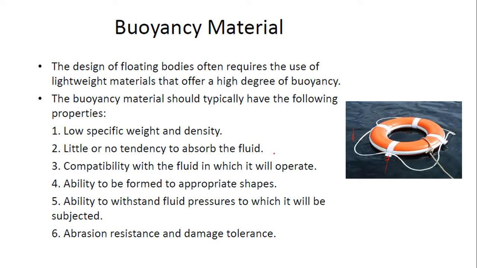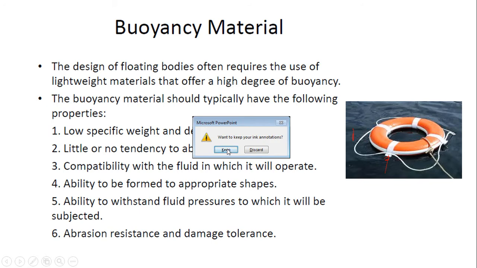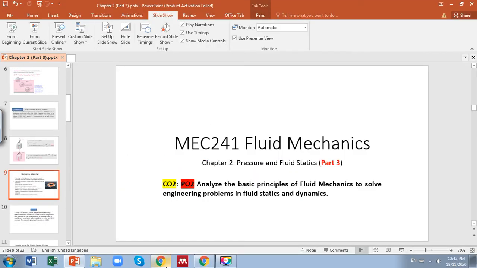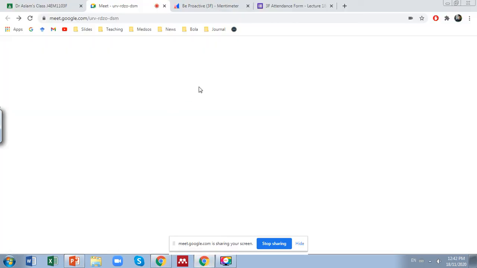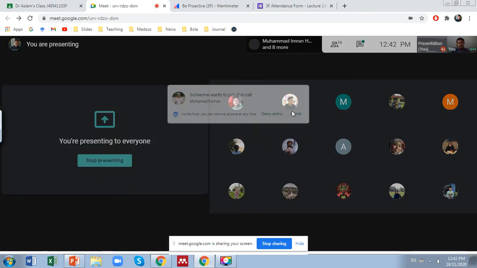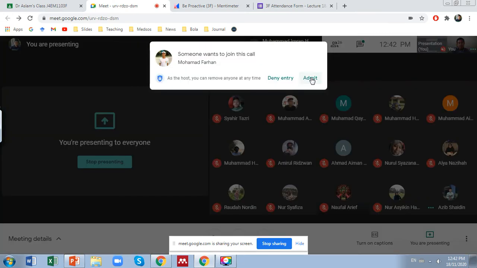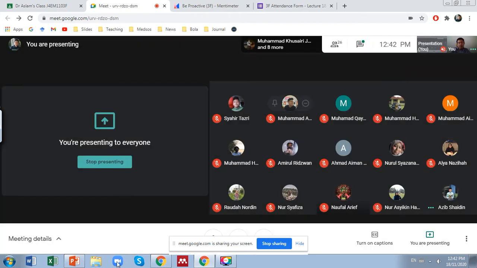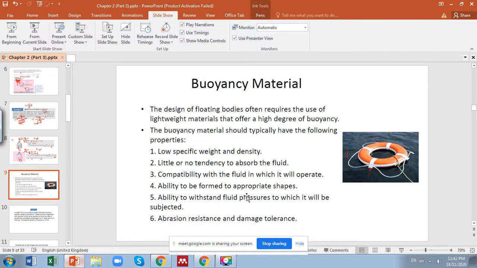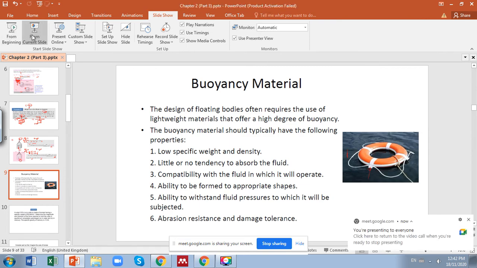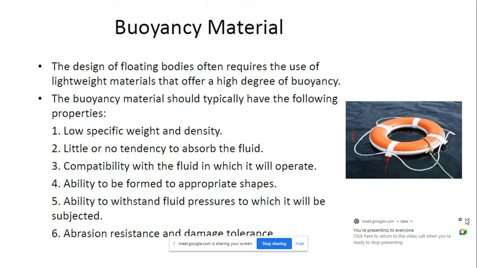So that's, let me allow sekejap. Okay, like usual, and someone post the link so that they can fill up their attendance form.